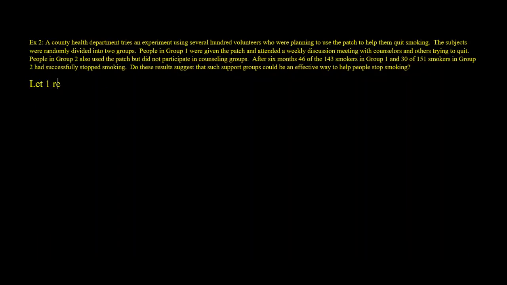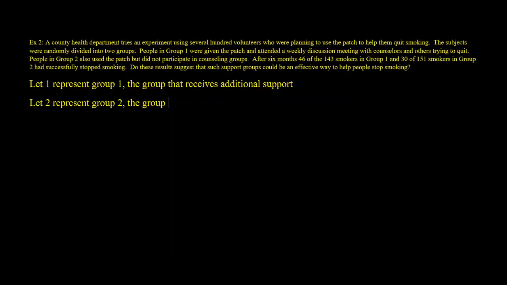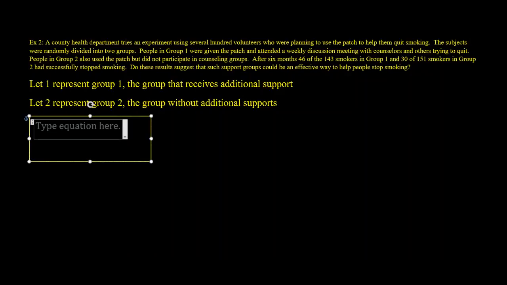So first let's define. Let p1 represent Group 1, the group that receives additional support. So the group that gets that support group helping them out. Let p2 represent Group 2, the group without additional supports. So it probably makes sense that 1 is Group 1, 2 is Group 2, but just define the variables. Define those. It helps.